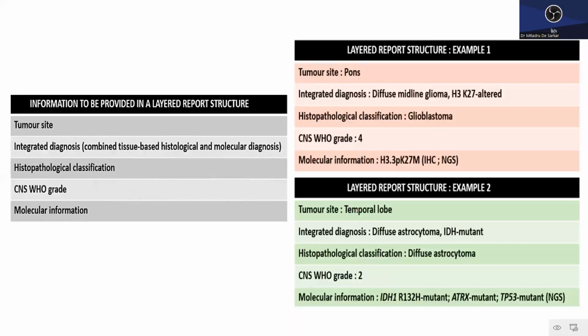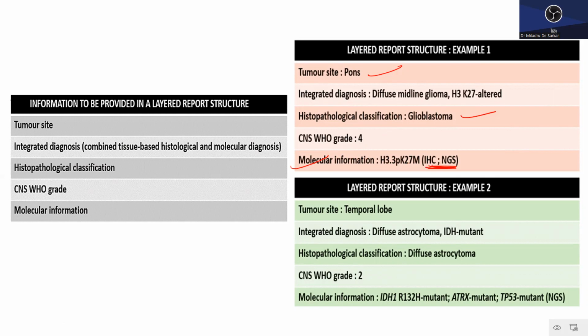So as per the new WHO classification, you are supposed to give out a layered report, right? The first thing to be mentioned is the site of the tumor. Like, for example, here it is the pons. Then the third one is your histological classification, wherein you just give the diagnosis which you have arrived at by a combination of histology with IHC, and the molecular information needs to be submitted at the bottom, wherein you mention the molecular methodologies which were utilized to reach that particular diagnostic nomenclature.